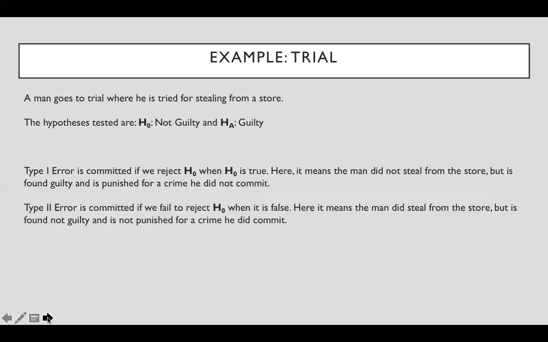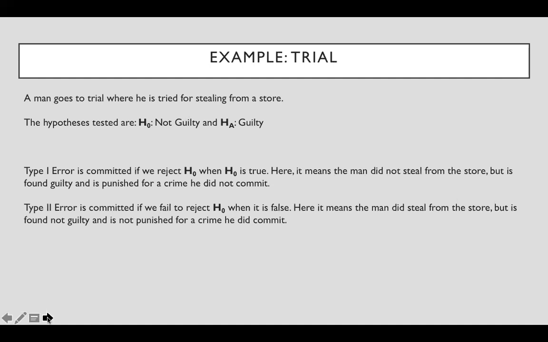So this next slide should give you a more relatable example of a type 1 and type 2 error. A man goes to trial where he is tried for stealing from a store. The hypotheses tested are: the null is that he is not guilty, and the alternative is that he is guilty. A type 1 error is committed if we reject the null when the null is true. Here it means that the man did not steal from the store, but he is found guilty and is punished for a crime that he did not commit.